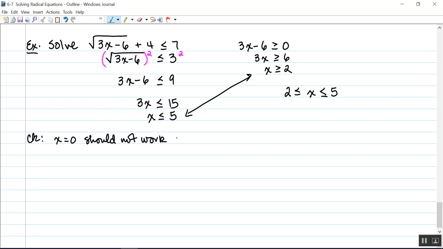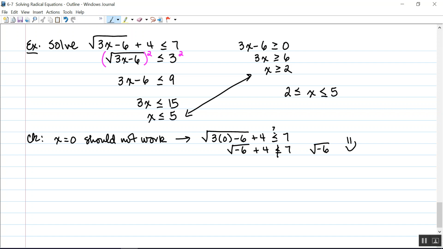In the original inequality, it's going to give me the square root of 3 times 0 minus 6, plus 4. Is that less than or equal to 7? That's going to give me the square root of negative 6, plus 4, less than or equal to 7. Well, the square root of negative 6 is a problem. So no, this is not going to work. So it doesn't work. So I'm happy.